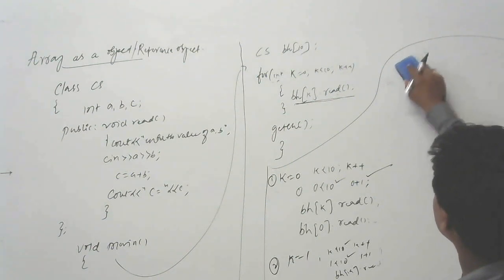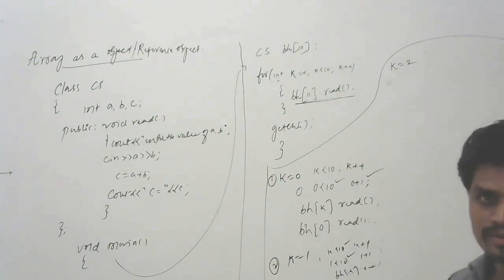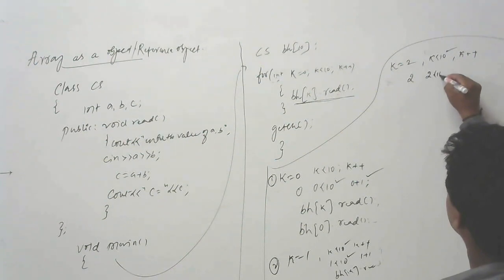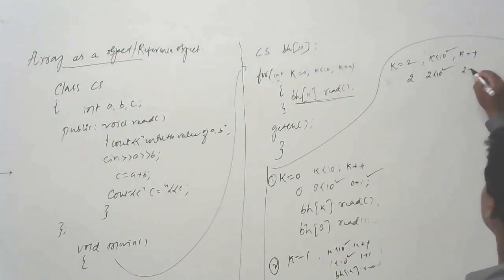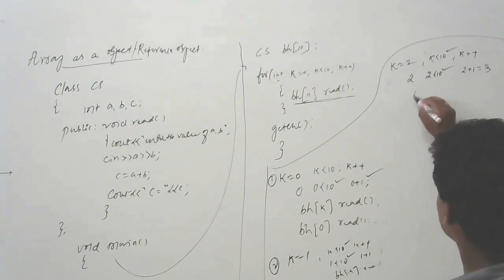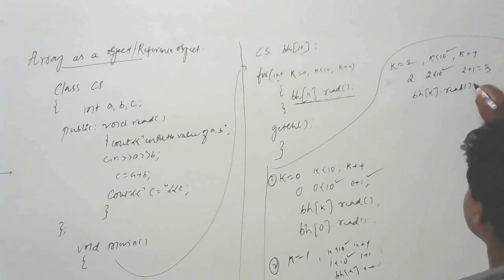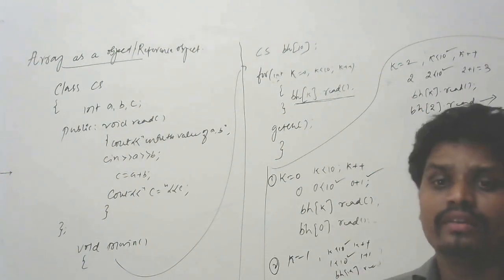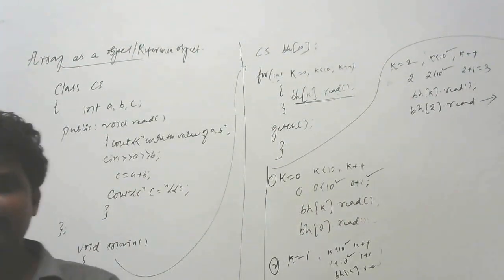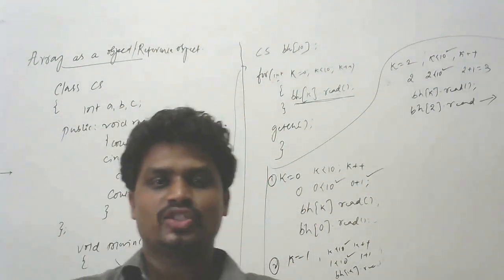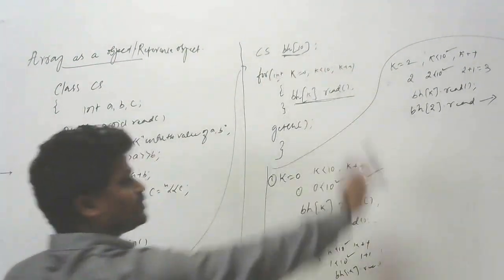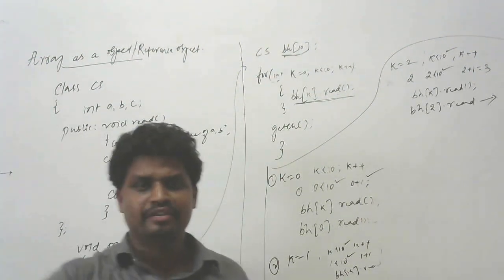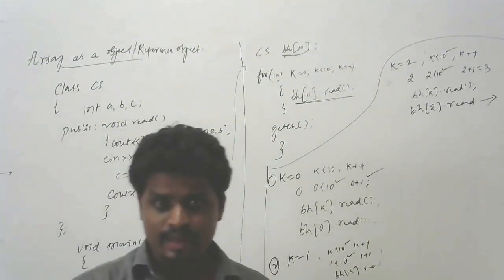Now in the third iteration, K value is going to be 2. Then K is less than 10. Yes, K plus plus. So 2 is less than 10. Condition is true. 2 plus 1, how much? 3. Right? So BH of K dot read, BH of 2 dot read. For the second position, again 10 will be executed. The value of C will be printed how many times? 10 times. That is the main advantage of declaring an array as a reference object. By declaring one variable, each and every member function value can be displayed n number of times. This is the concept of array as a reference object.